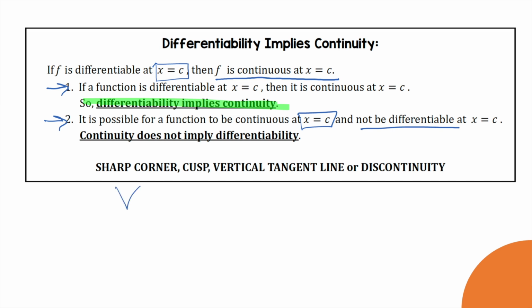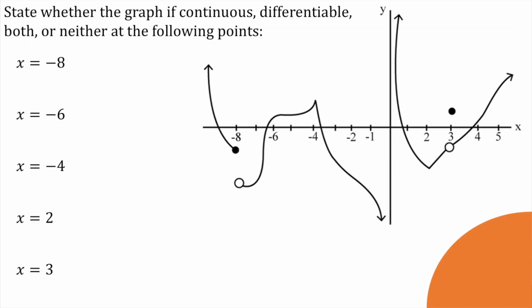A sharp corner, or a doink doink, and a vertical tangent line. We could also have a cusp, which looks like this. It kind of goes up and then peaks and turns back around again. So therefore, continuity does not imply differentiability. Looking at this graph, we're going to state whether it's continuous, differentiable, both continuous and differentiable, or neither at the following points.